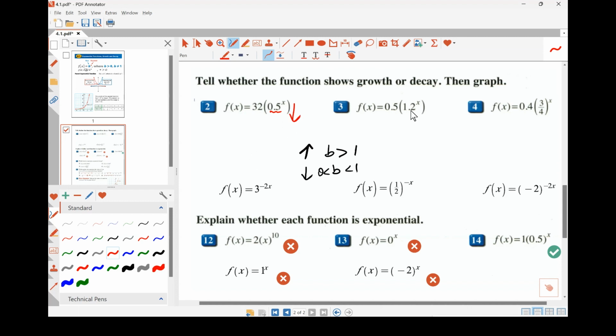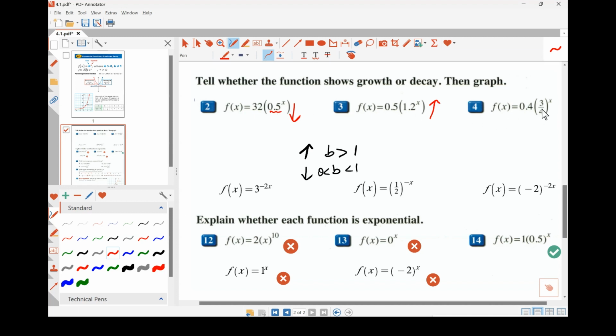Exercise 3, 1.2 is the base. Base is a number bigger than 1, so that represents exponential growth function. Be careful, don't confuse base with the coefficient. They are totally different things. The base only determines the type of the function, not the coefficient. Coefficient is 32, bigger than 1, but it doesn't mean that it's a growth function. Only the base represents whether it's growth or decay.